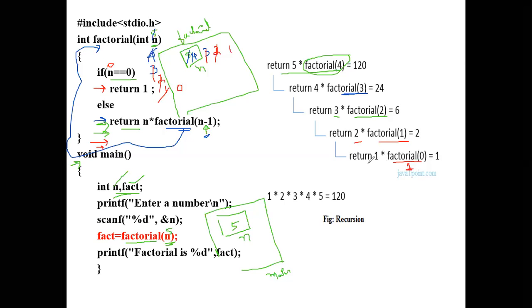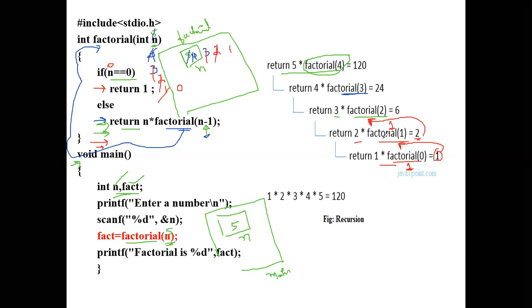Now, return of 1 into 1 is what? 1 into 1 is 1. So look at this, we are getting the result 1. So that will be passed to the previous function call. So what is the value that is passed? It is 1. Again, 2 into 1, you get the answer as 2, which will be again passed back to the function call. Okay, this is how the unwinding is done.